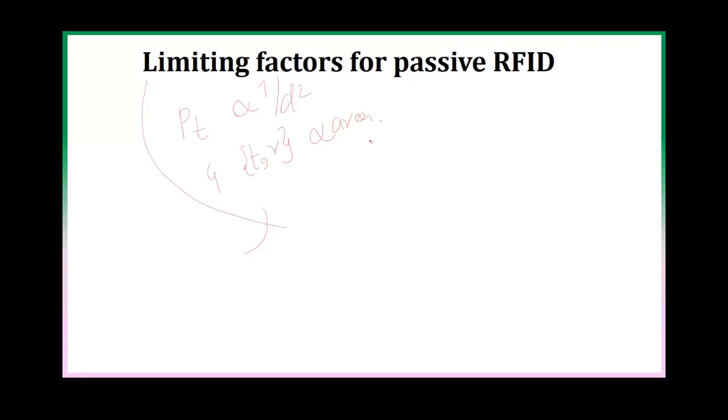Then there is one more limiting factor for passive RFIDs, the tag modulator efficiency, ET. These are the different limiting factors for a passive RFID. While picking an antenna, you need to understand the differences between different antennas or different RFID readers, and what standards they have been designed for, because even for RFID there are standards.